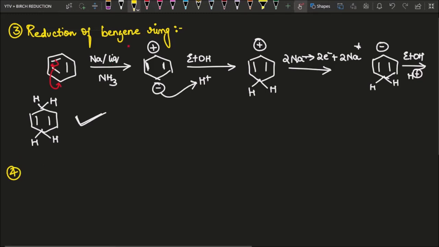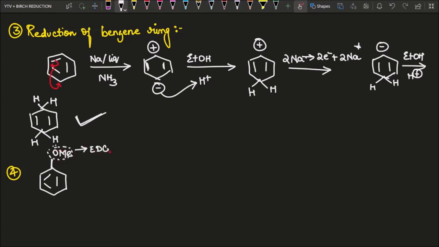Say for example, if I have a benzene ring that contains OMe, a methoxy group. Okay, there is a methoxy group on the benzene ring. Now what will happen here? Here the methoxy group is an electron donating group, right? So how will the electrons be shifting? What will happen is that this electron is going to be shifted like this, and this bond is going to be shifted over here.